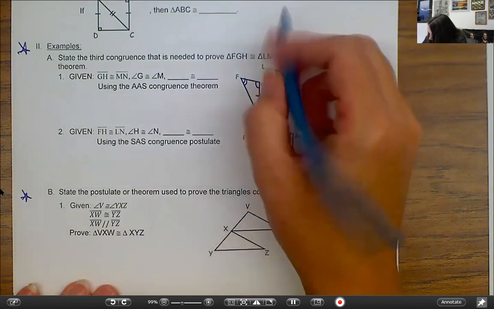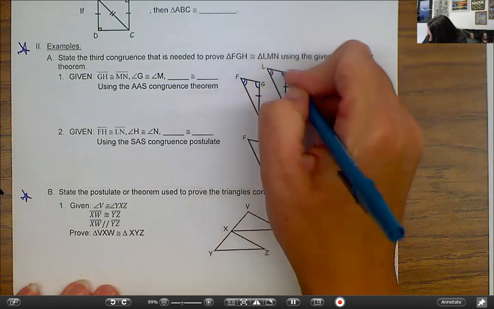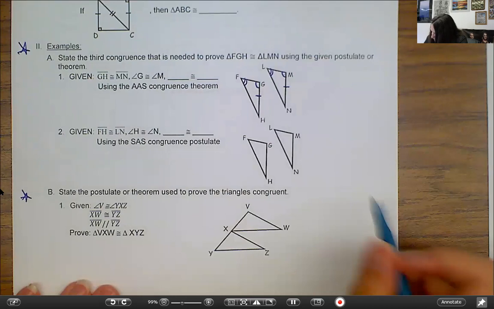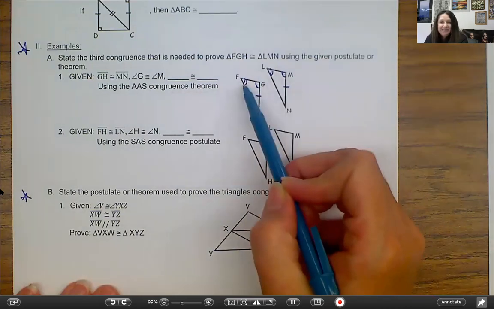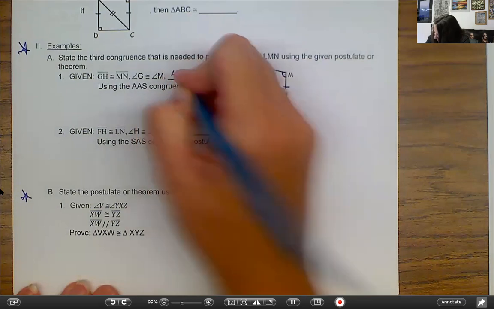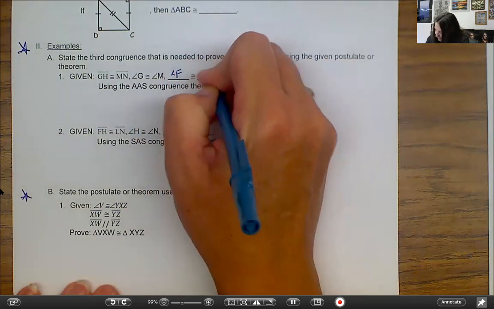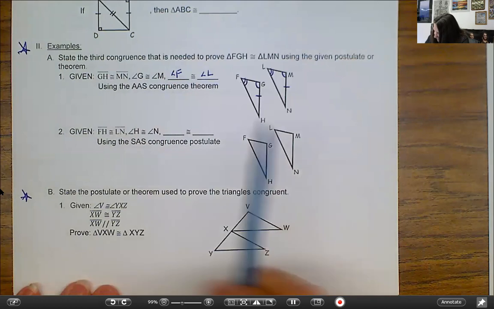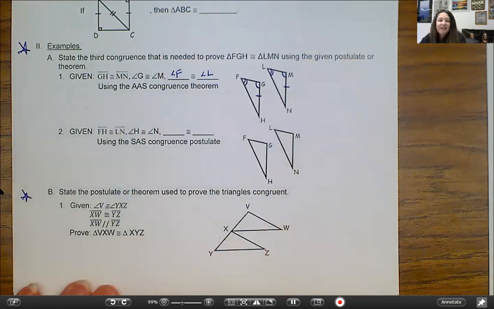Same thing over here. I need an angle, and then a side. So that piece of information that I need to add, that I would need to know, would be that angle F is congruent to angle L. Then I do have my angle-angle side scenario.